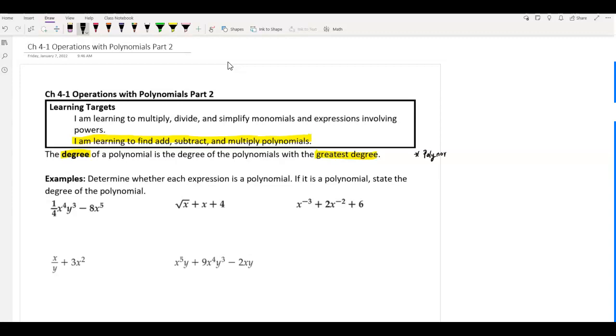Polynomials must be written in standard form. Which means highest degree to lowest degree.